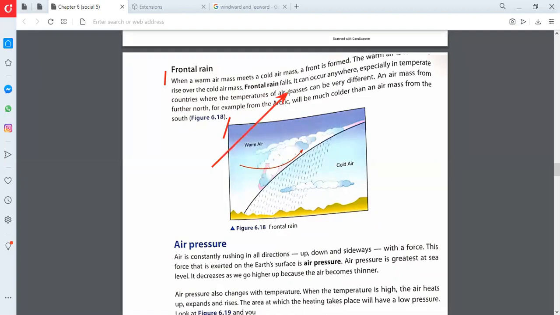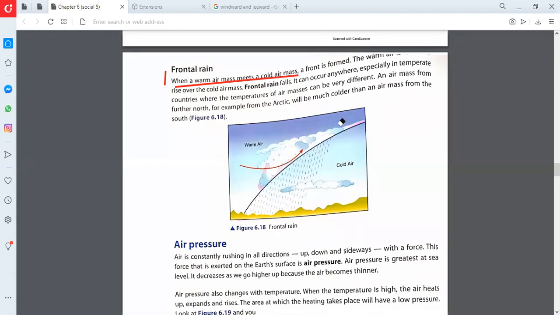Simple. If someone asks how frontal rain happens or occurs, it falls when warm air meets cold air. That's it. What is the difference between frontal and the previous rain? In this, it's not just air, it includes the mass. When a warm air mass meets a cold air mass, it will make frontal rain. That is the definition of frontal rain. It occurs anywhere.